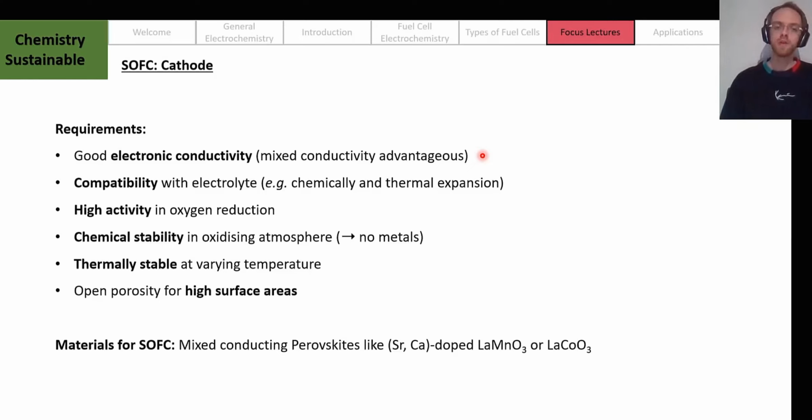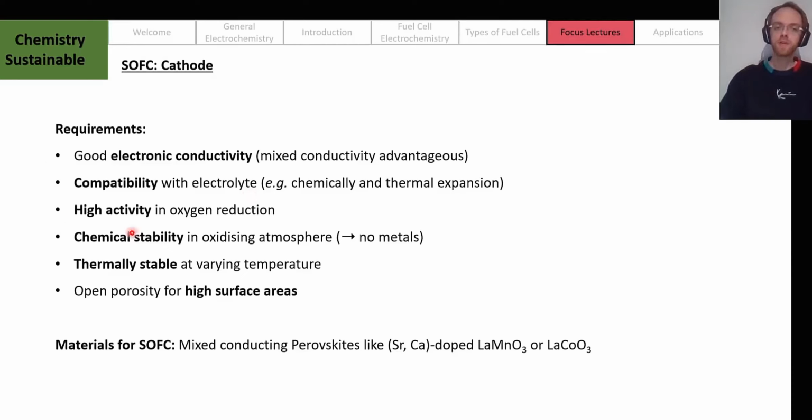Of course, you know that often an ion will be needed at the cathode as well as a reactant, and this is why a mixed conductivity would be most advantageous. So certainly electronic but also ionic conductivity. The cathode, just vice versa to what we said for the electrolyte, also has to be compatible with the electrolyte. This is especially relevant when we are talking about chemical or thermal expansion of the material. So when the electrolyte changes its volume or the cathode changes its volume, they should be able to compensate for these changes relative to one another.